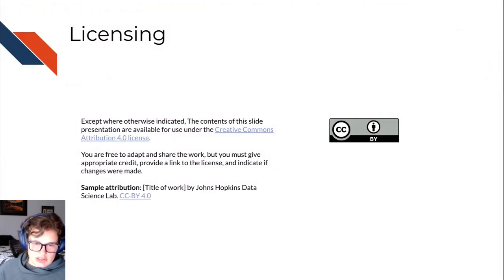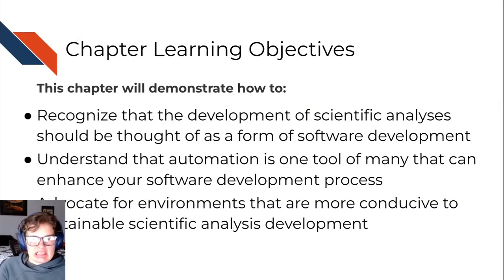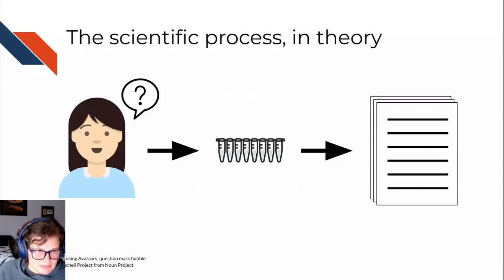Here's licensing information. All right, in this chapter, we're going to demonstrate how to recognize that development of scientific analyses should be thought of as a form of software development. We're going to understand that automation is one tool of many that can enhance your software development process. We're also going to demonstrate how to advocate for environments that are more conducive to sustainable scientific analysis development.